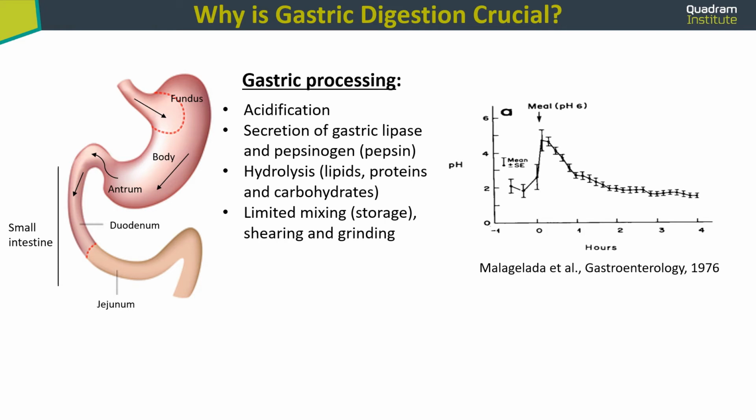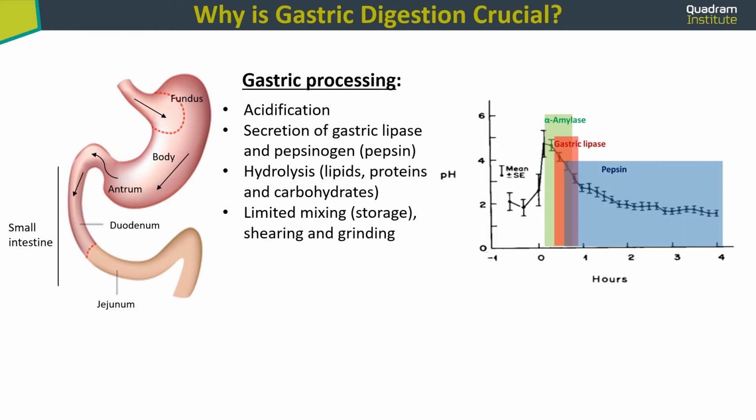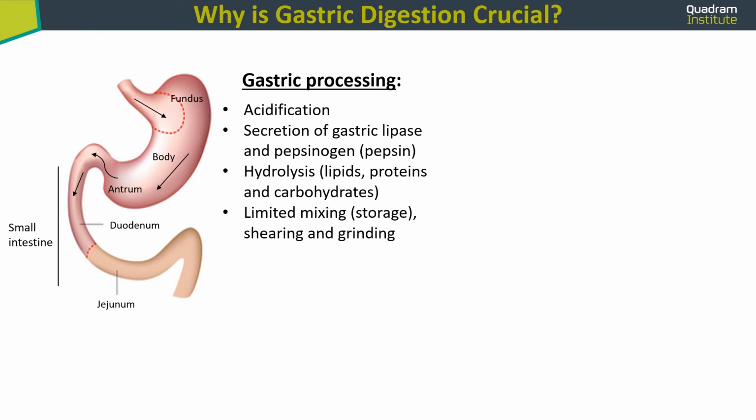The hydrolysis of carbohydrates also occurs in the stomach, since the alpha amylase from the saliva is still active in the beginning of the gastric digestion. As you can see in the graph, the different enzymes become active as the gastric chyme acidifies during time, since they have a different optimum pH range. There is limited mixing in the stomach, so it is mostly used as storage.